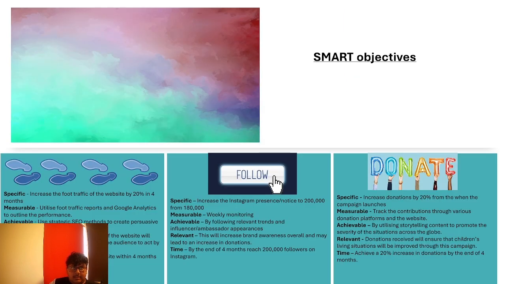For the campaign to be successful, I have set three SMART objectives that, if done correctly, will lead to the success of the campaign. The first being an increase of 20% of foot traffic on the website within 4 months of the campaign being launched. The second objective is to increase the Instagram following to 200,000 from 180,000 within the 4 months of the campaign being launched. And the final objective is to increase the donations by 20% by the end of the 4 month period.